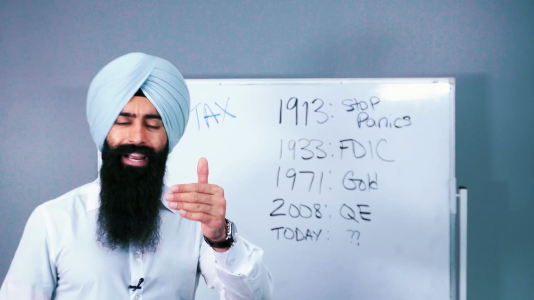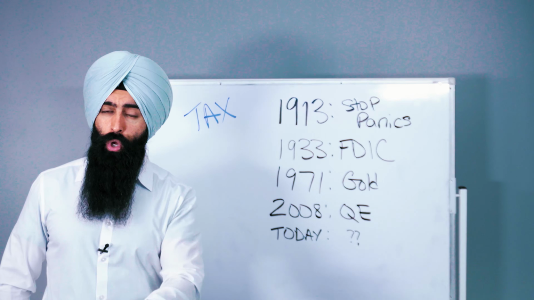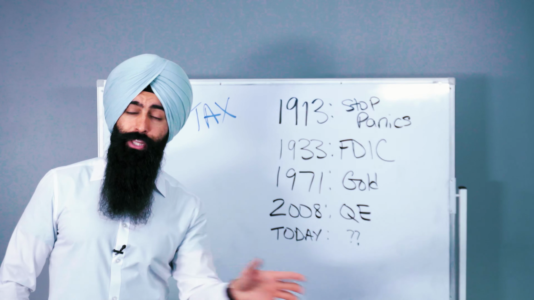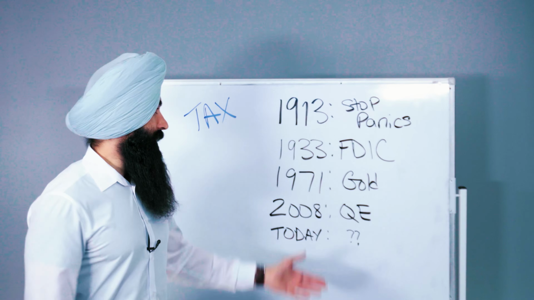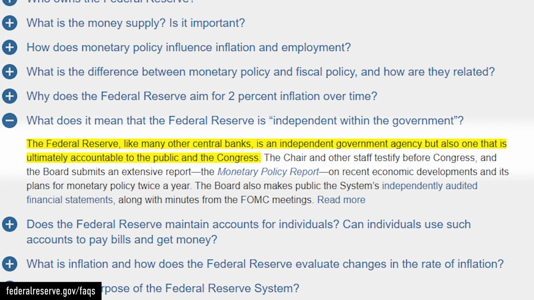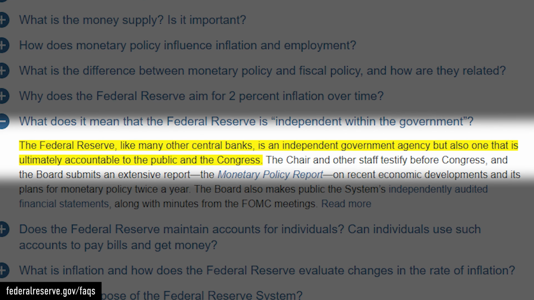Now this is where we have to go back just a little bit and understand that although they're called the Federal Reserve Bank, they're actually not federal. They were never intended to be federal, and even today on their website it says it's not federal. So they're not a part of the federal government.